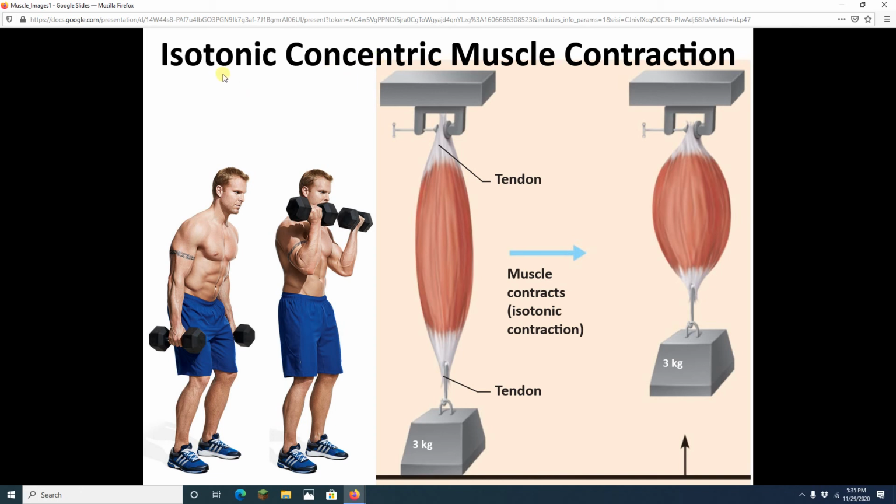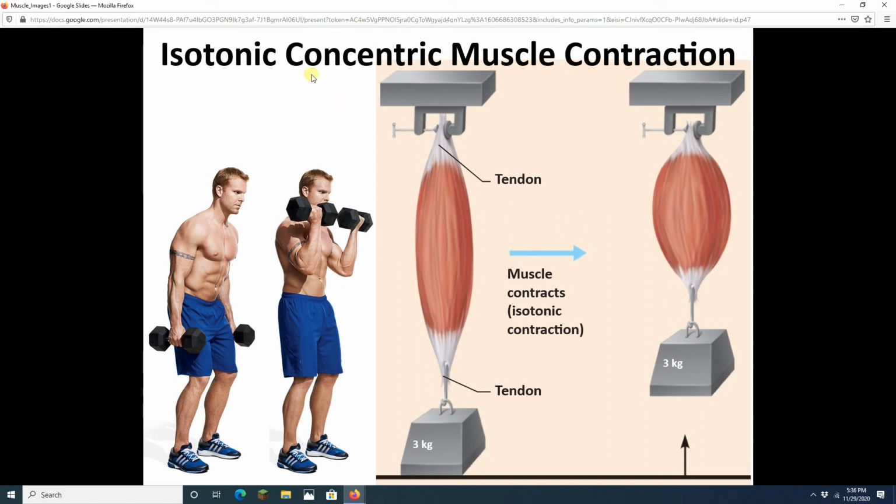Let's start with isotonic first. Isotonic basically means that the weight is not changing. The muscle is going to develop enough tension to move the weight, and it's not going to develop more tension than that or less tension than that. It's going to develop enough tension to move the weight.